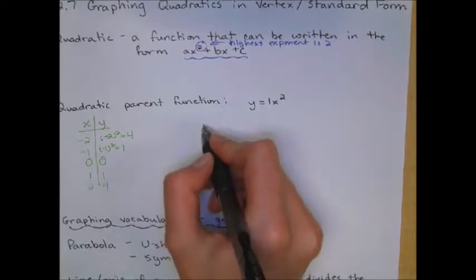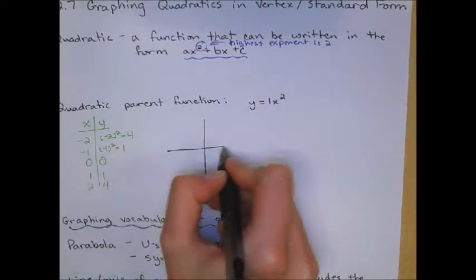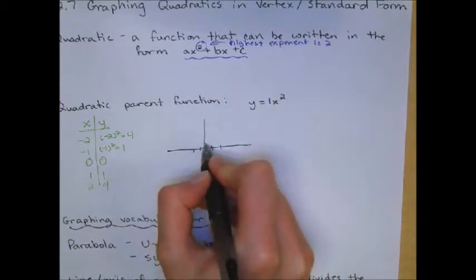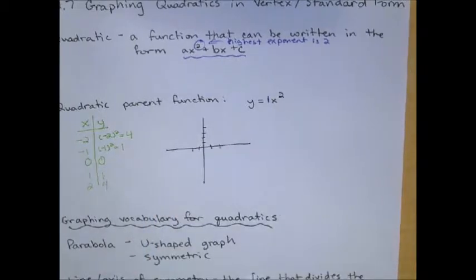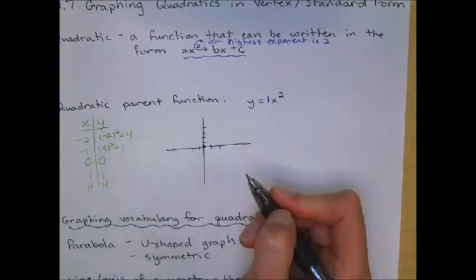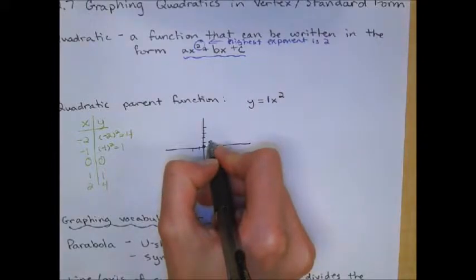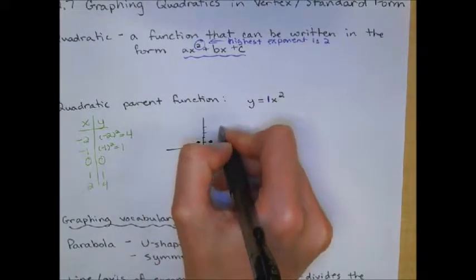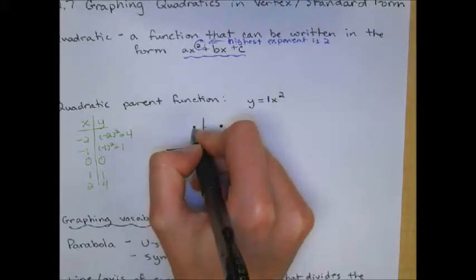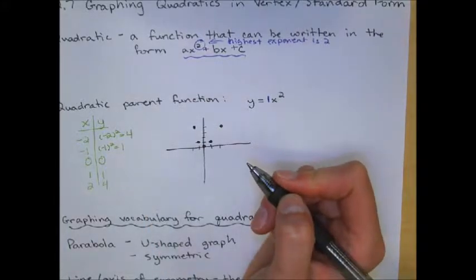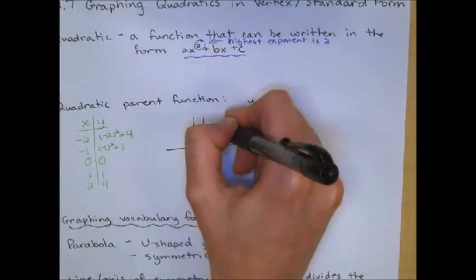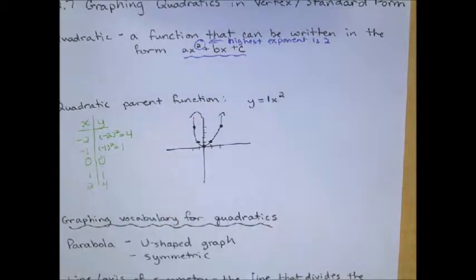So let's graph this. I have a point at 0, 0, 1, 1, 1, -1, 2, 4, -2, 4. I did not do those very evenly. And here is our quadratic.